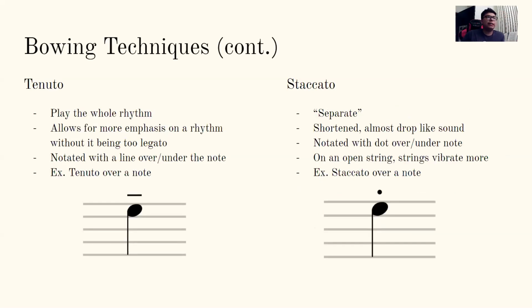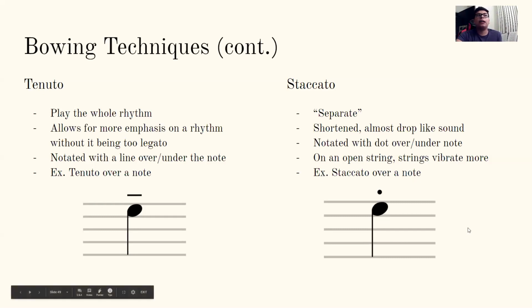Next we have the tenuto. The tenuto indicates to the player to emphasize the rhythm of the note and play the whole rhythm. It allows for emphasis on a rhythm without it being too legato, but also without having to do an accent, make it really loud. And it's notated with a line over or under the note, like so.